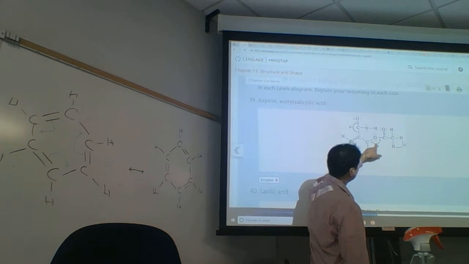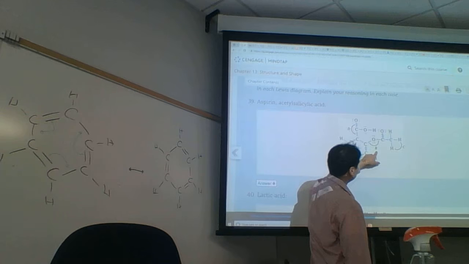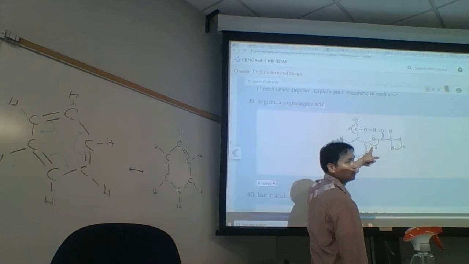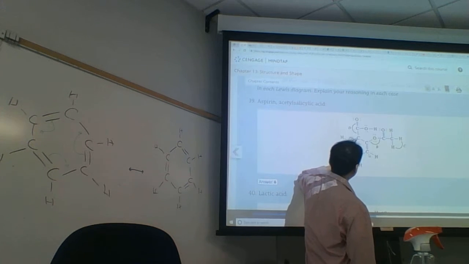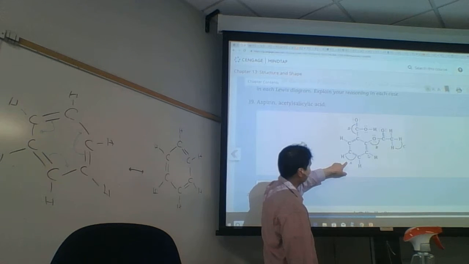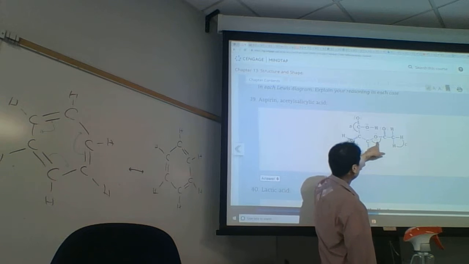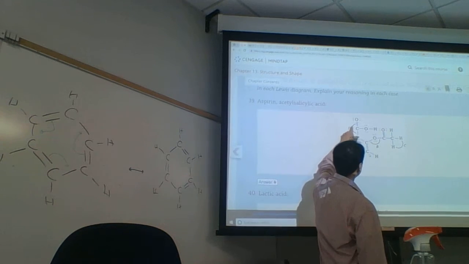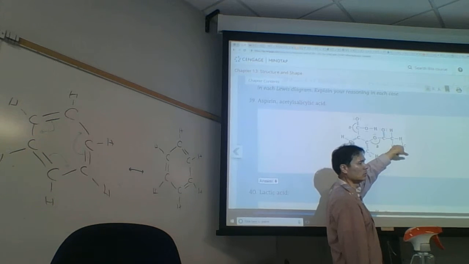B? So we have bent at 120 or bent at 109? Bent at 109. So 120, let's see. Actually, let's start here. A, it's an angle there. 120 is trigonal planar. B is bent at 109. D is trigonal planar, 120. C is tetrahedral, 109.